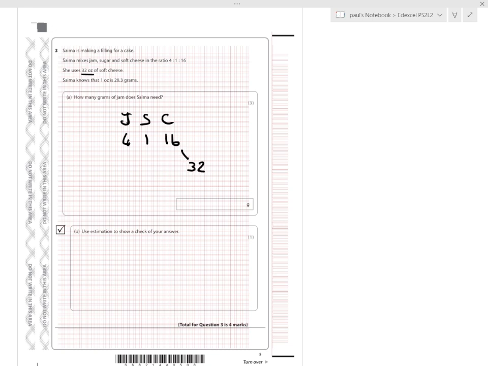So 32 divided by 16, that equals 2. So there's 2 ounces for every part of the ratio. And we want to know how much jam. So jam, we're going to go 4 times 2, which equals 8. And then we're going to convert that into grams by multiplying 28.3 times 8. 3 8s are 24. 8 8s is 64. 64 and 2 is 66. And 2 8s is 16, plus that is 22. So we've got 226.4 grams.